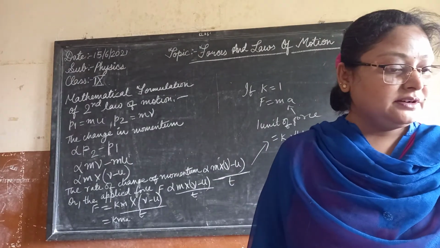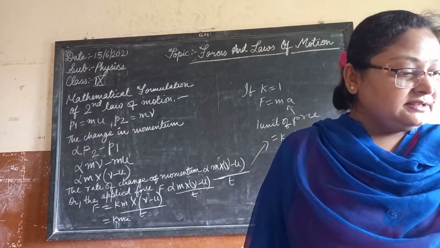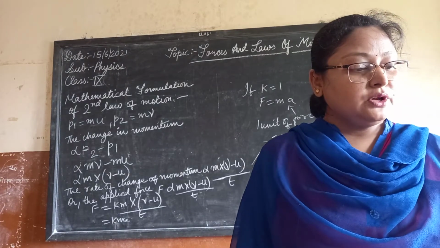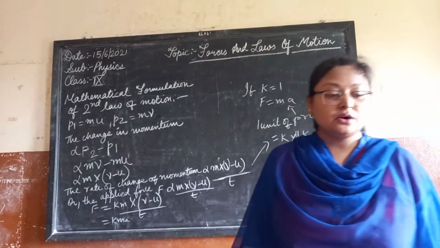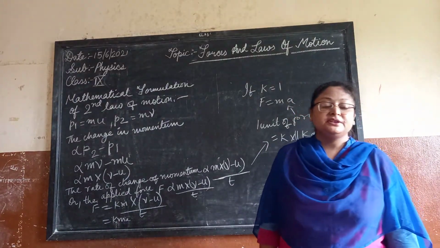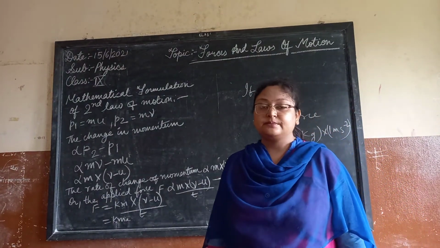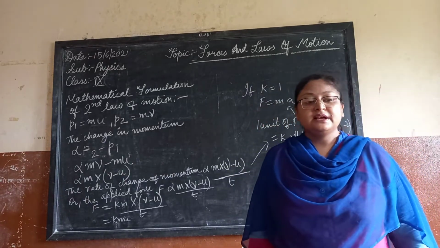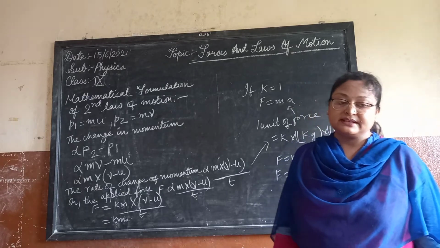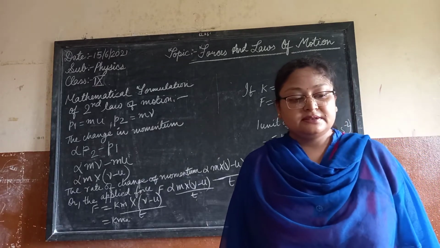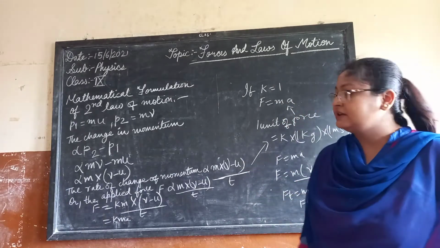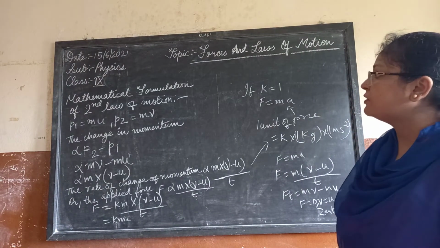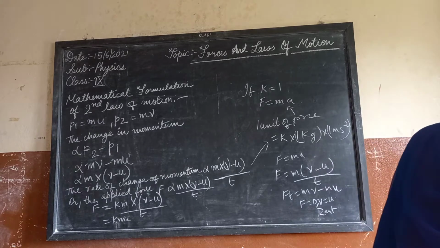We are in the chapter on force and laws of motion in class 9th physics. Previously we have already been through the first and the second law of motion, and about inertia and mass, and what are balanced and unbalanced forces. So I told you we will continue with the mathematical formulation of the second law of motion, which is written here on the blackboard, and let us see how it is given.